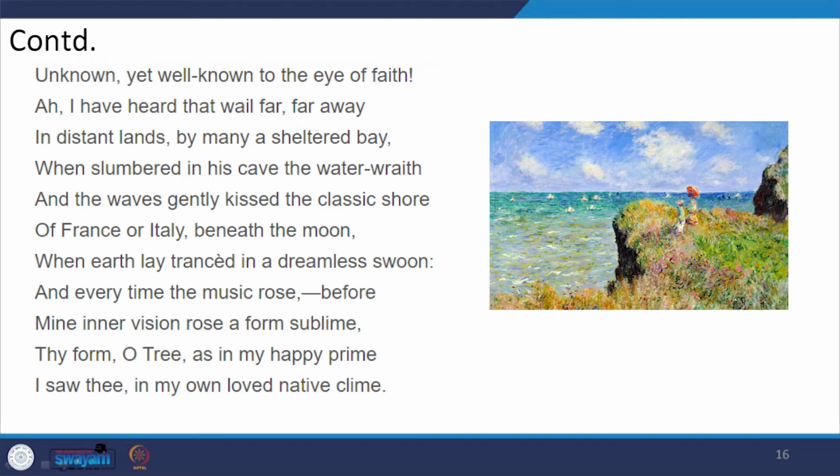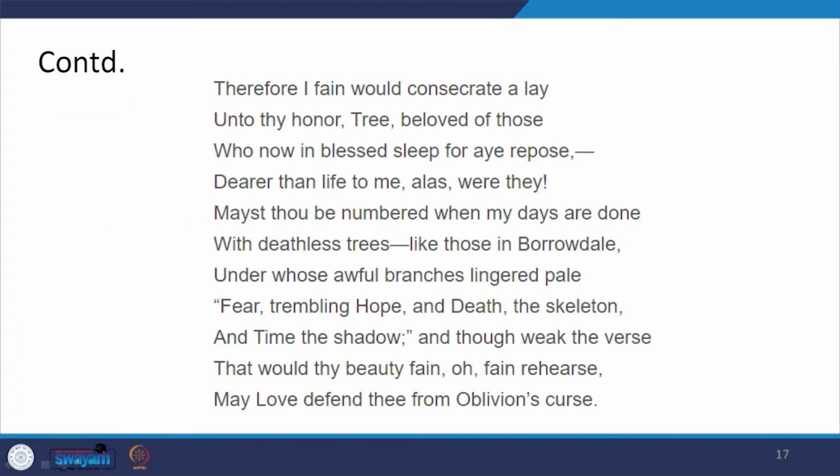And then finally the last stanza, where she says, therefore I fain would consecrate a lay unto thy honor, tree, beloved of those who now in blessed sleep, referring to her brother and sister, for I repose dearer than life to me, alas were they. So her deep associations. Mayest thou be numbered when my days are done. And see, actually, also maybe we can find that there is a sort of premonition of her own death.